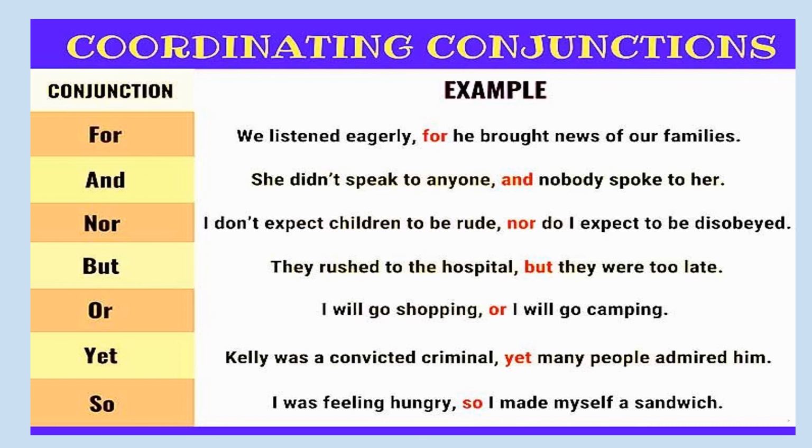Then and: she didn't speak to anyone and nobody spoke to her. You can see here the sentences which are being connected are independent. They are not dependent on each other. Like, she didn't speak to anyone, it's complete in itself. Then, nobody spoke to her, it's also complete in itself. So such kinds of sentences are called independent.